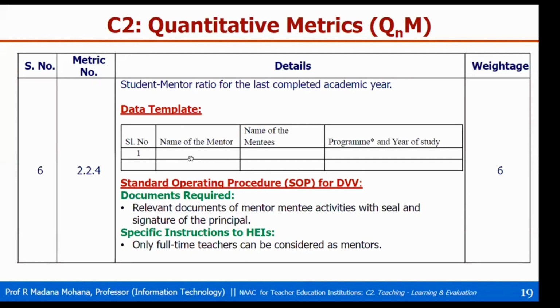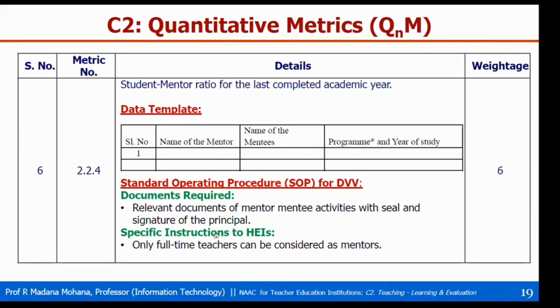So for student mentor ratio, in the following data template, you have to provide a serial number, name of the mentor faculty, name of the mentees, the students, followed by roll numbers, program and year of study. So all the UG programs, PG programs, year wise. For this, the standard operating procedure, first documents required: relevant document of mentor-mentee activities with seal and signature of the principal.